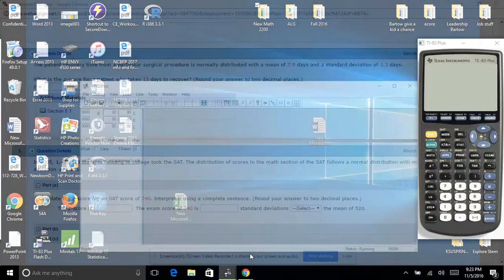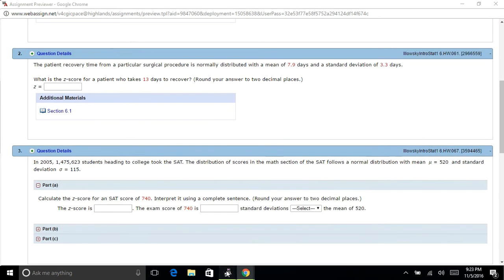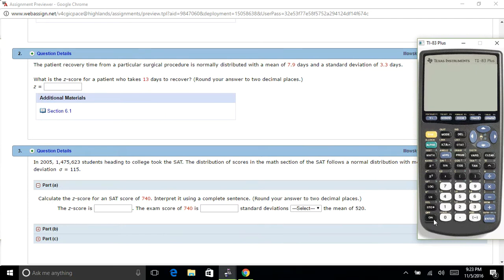So I'm going to go ahead and get out my calculator. Oops, not that one. Sorry about that. We're going to bring this one up, and I'm going to turn it on.